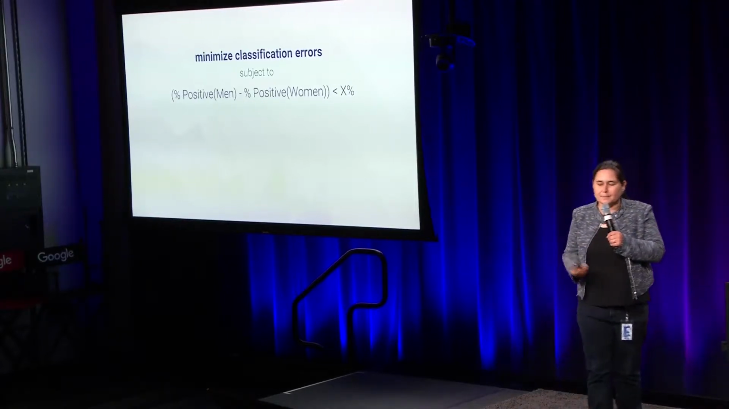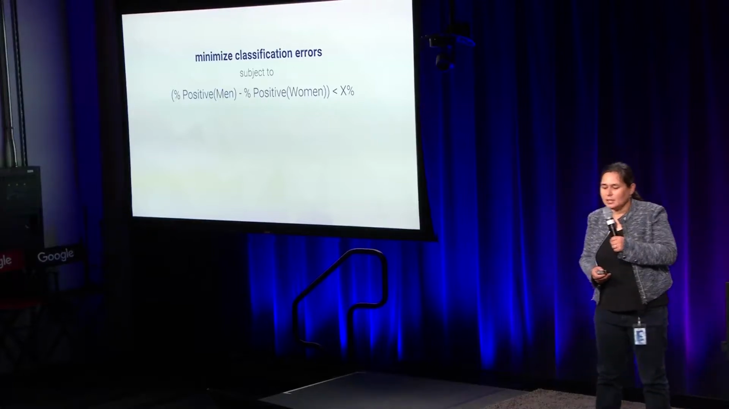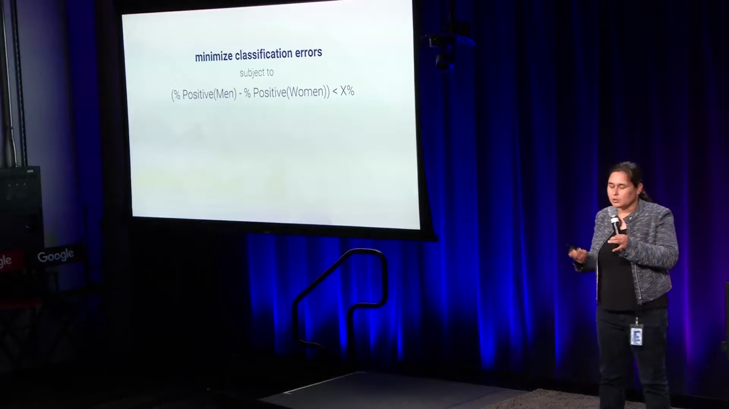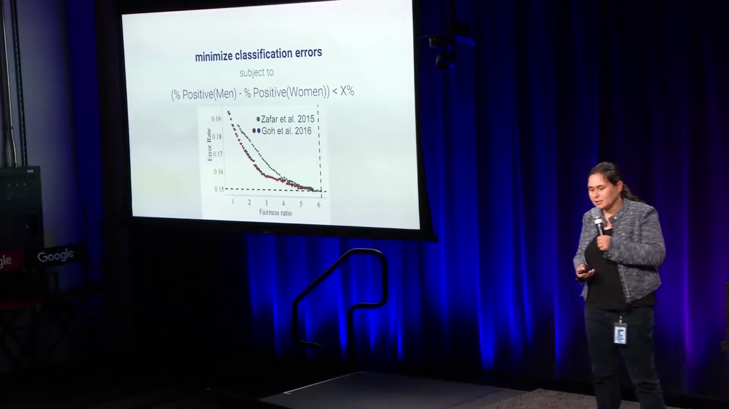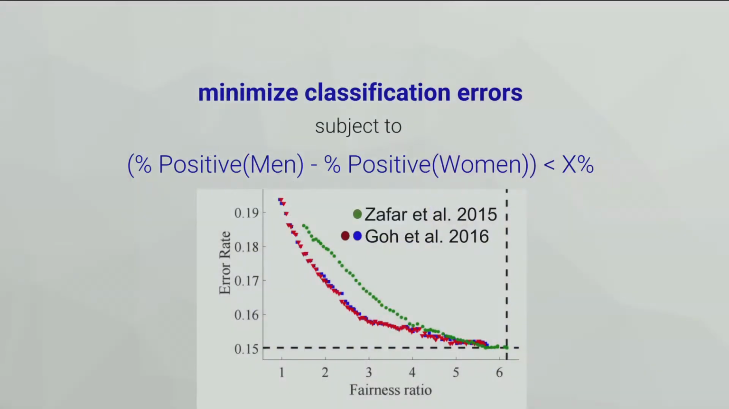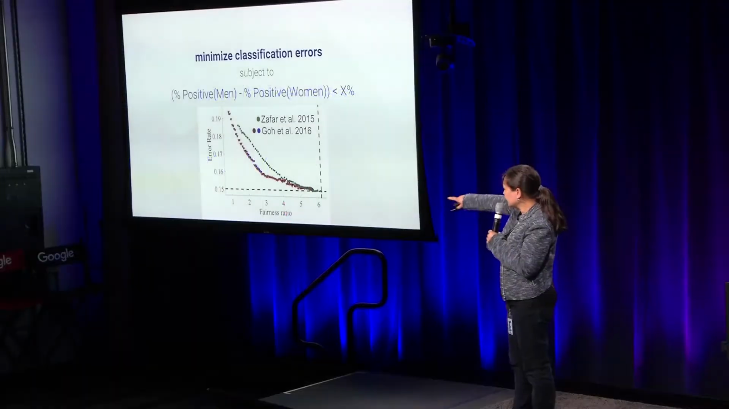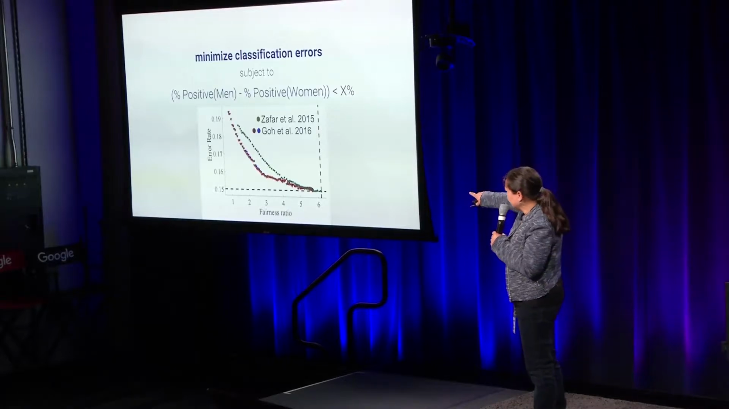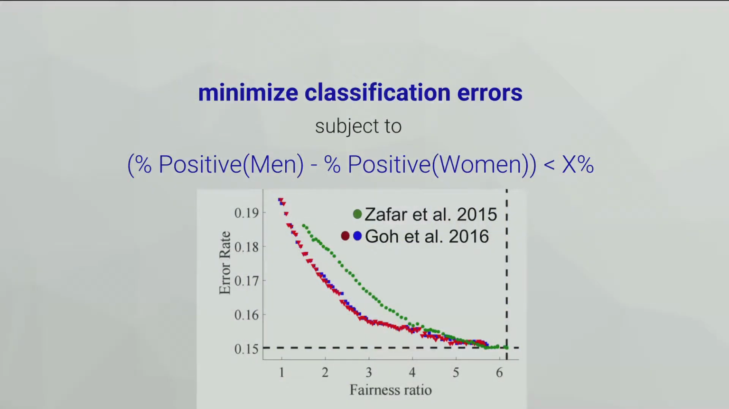And here's an example from the literature where they were trying to make sure that the positive classification rate for men and for women was close. So this is a benchmark data set called the adult data set. This is some work comparing to Zafar et al. and our work, the Goh et al. work. What we see on the x-axis here is what's called the fairness ratio. So over on the right-hand side, if you do nothing, this classifier classifies men positively at the rate of 6 times what it classifies women.